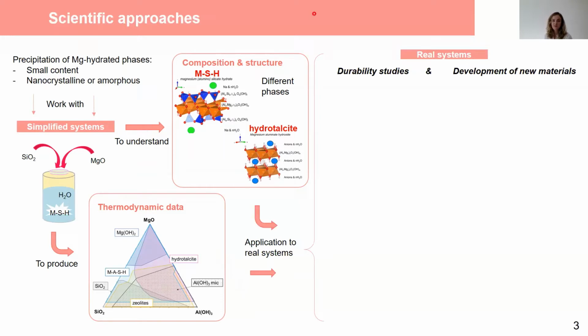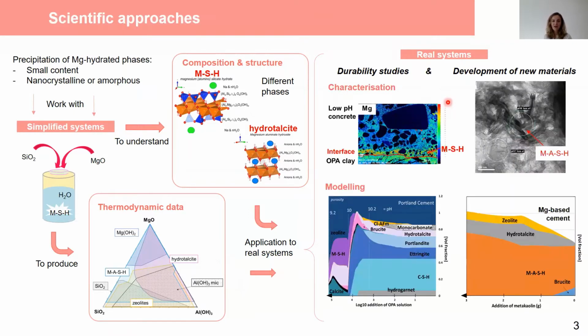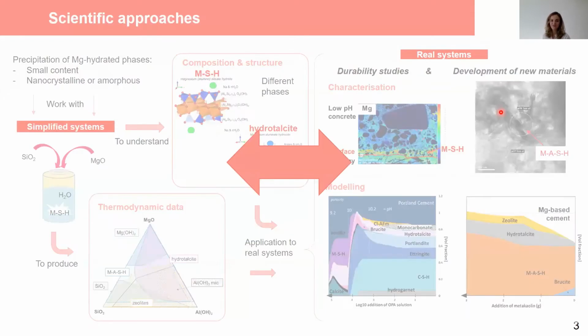And working with a simple system then helps in the understanding of real systems as in durability studies, but also for the development of new material. So it can be for the characterization, because when we know the structure and what we are looking for, then it's maybe easier to find it. And also, with the thermodynamic data, we can then look at the modeling. We'll come back to this model later, and we can also kind of predict what will happen when we are working on the development of new materials.